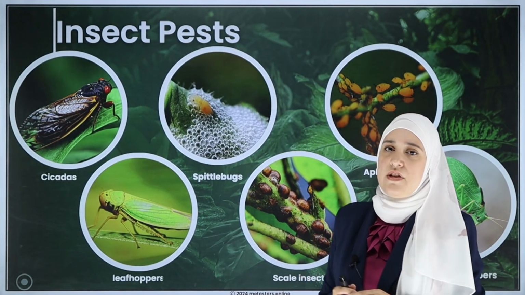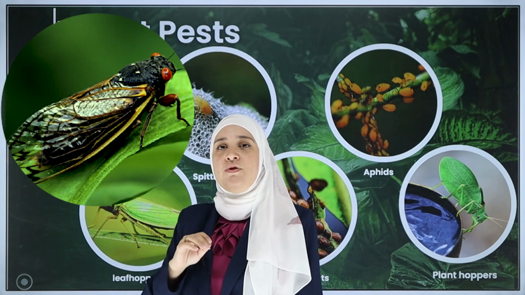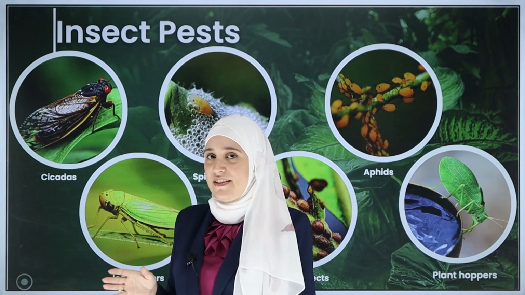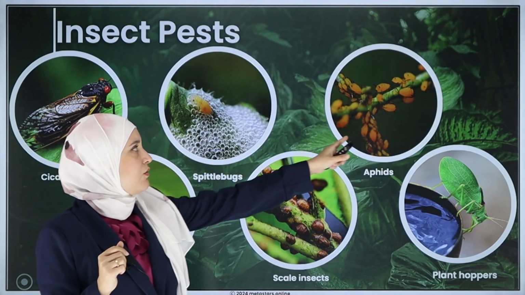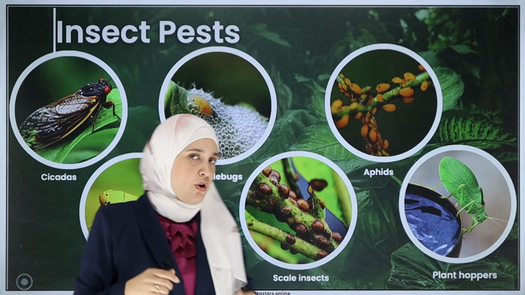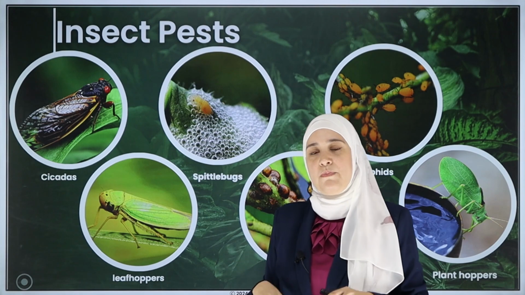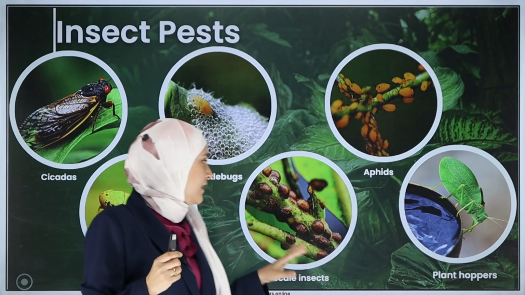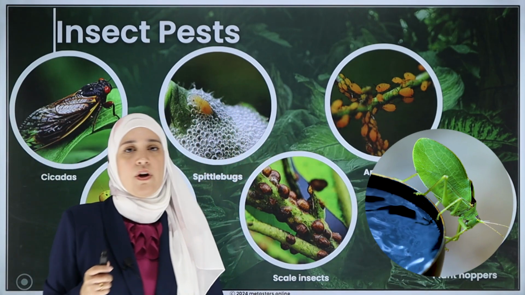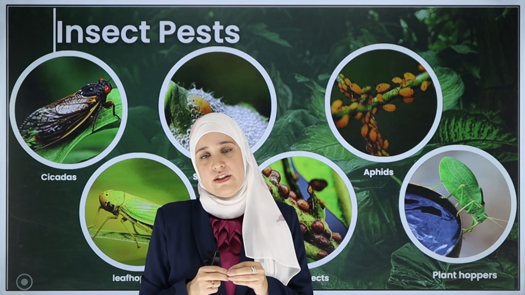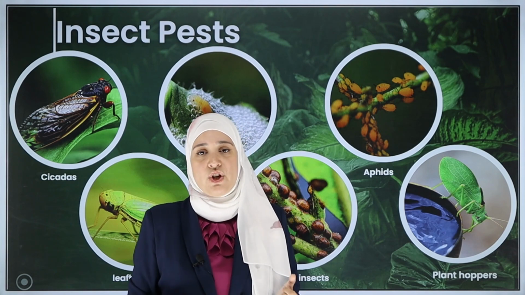Let's see the different types of pests around the world. Number one, cicadas. They are known to be the noisiest insects or pests around the world. Spiral bugs are also here. We have aphids, which are known to have the same color as the stem. Also, we have leaf hoppers. They can camouflage. They can take the shape of the leaves. Scale insects look like buds of the plant, and also plant hoppers. Of course, they are small in size, but they are numerous. So that big number can cause a lot of damage around the world.